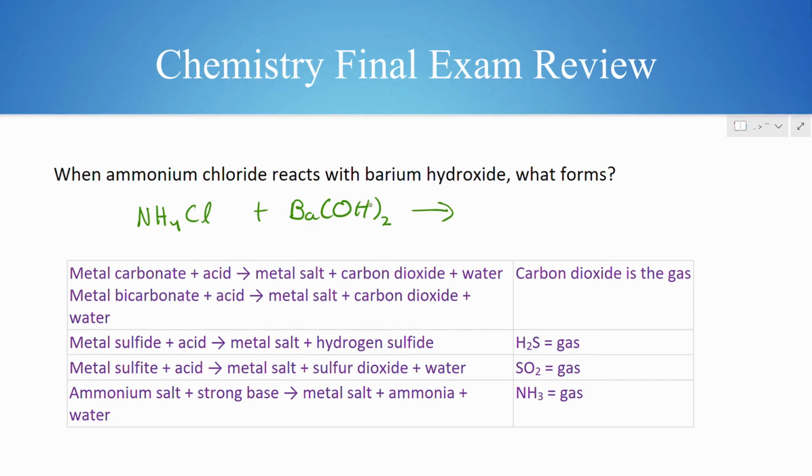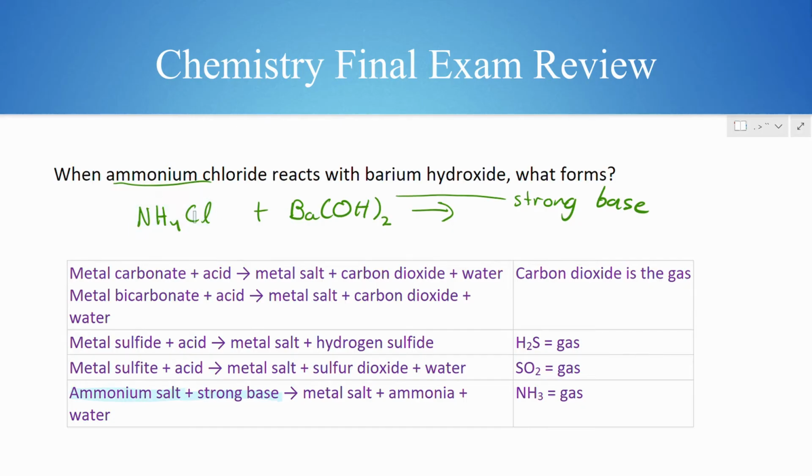So first of all, we know that we have ammonium, and we know that barium hydroxide is a strong base. The first one of these is a metal carbonate and an acid. These reactants we do not have. Next, we have a metal bicarbonate and an acid. Again, we don't have that. We have ammonium and a base. A metal sulfide and an acid, nope. Acid again, no. The last one is what we're going to go with. We have a strong base, and we also have an ammonium salt. So this is an ammonium salt, ammonium combined with a negative ion.